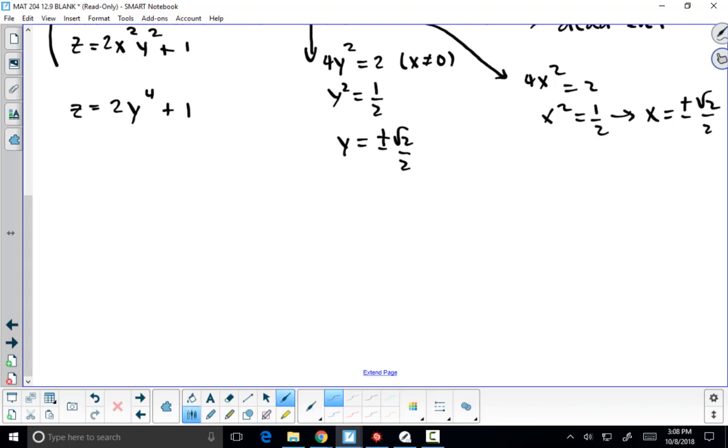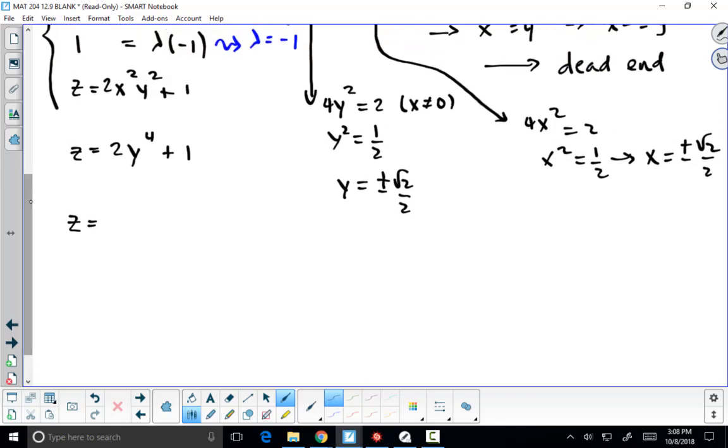So our z will equal, let's imagine first that that's our y value. Well, can we just use the y squared? Yes. So y squared is a half, x squared is 1/2, so we get 1/4 times 2, so 1/2. So we're going to get z equals 3/2 in every single case. Do you agree? Right?